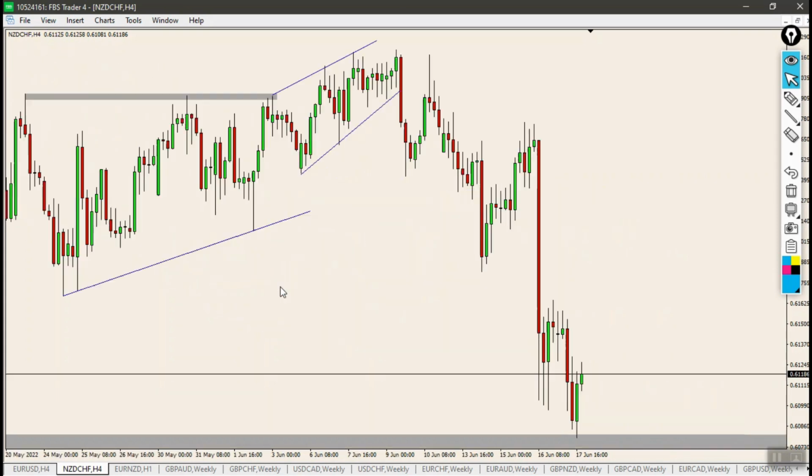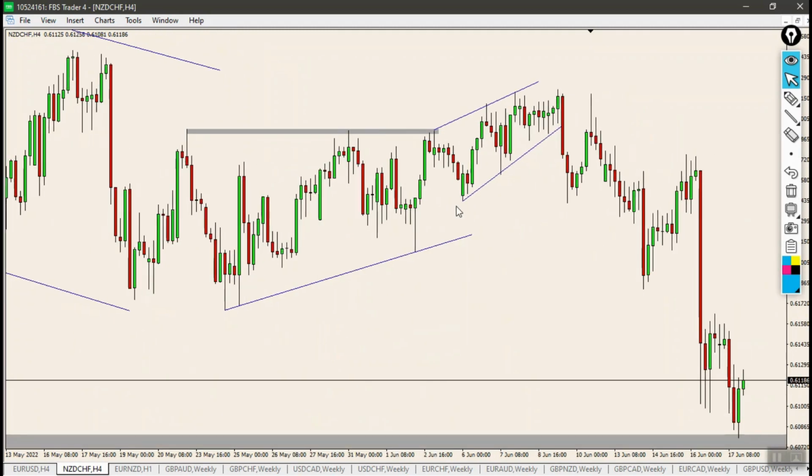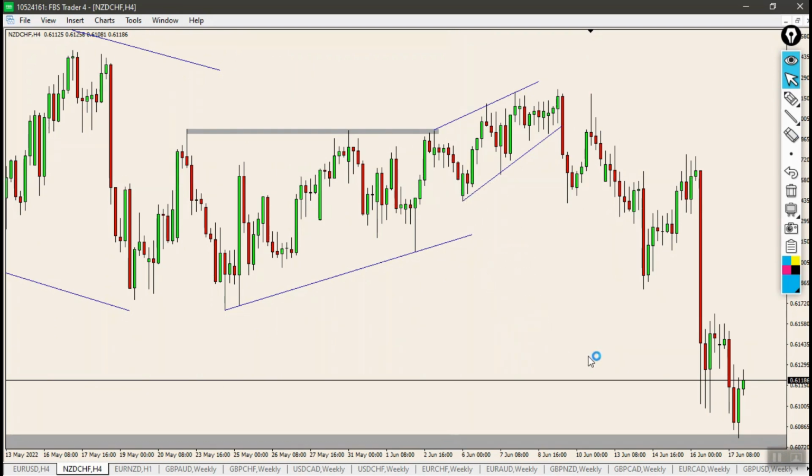So let me zoom in. We had this touch, the first touch, the second touch, the third touch, and we believed that the market was going to drop. It was on the third. Yes, there it is. We believed that the market was going to drop all the way to the low, right?